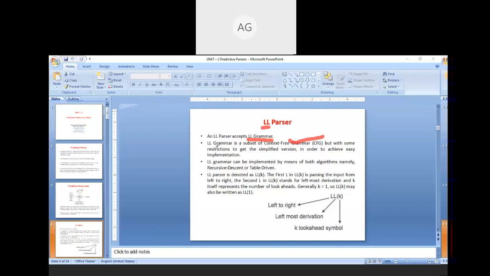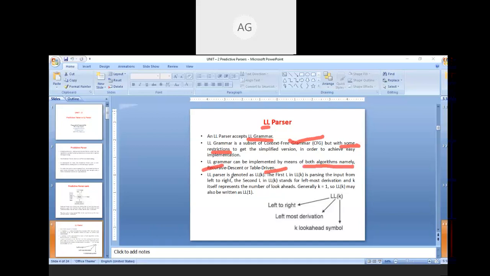So LL grammar is just a subset of context free grammar, but with some restrictions to get a simplified version in order to achieve easy implementation. Those restrictions we will read in the next slide. LL grammar can be implemented by means of both algorithms, named recursive descent or table driven. Both names can be given to these types of algorithms.